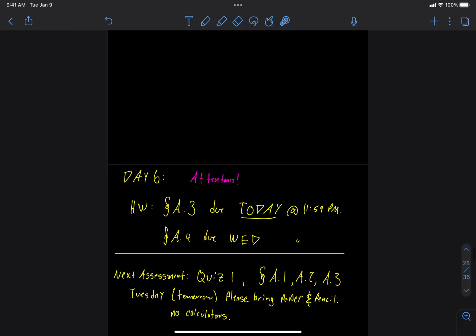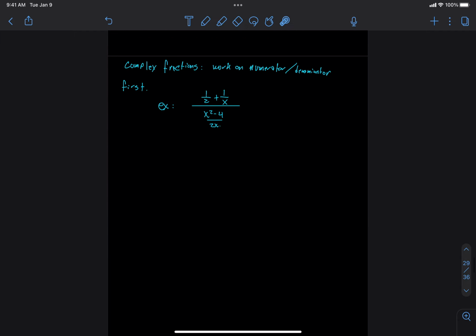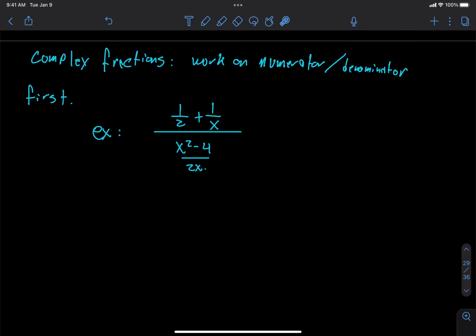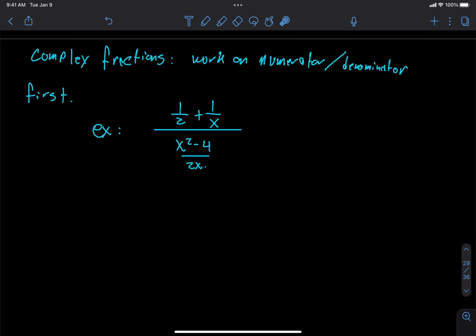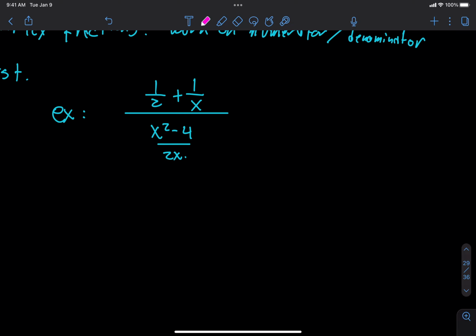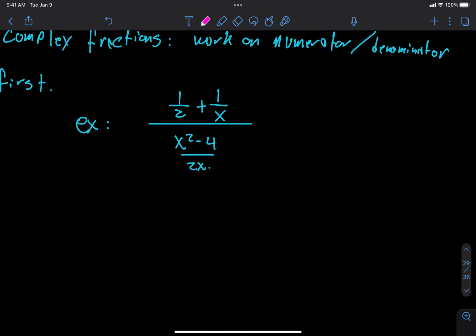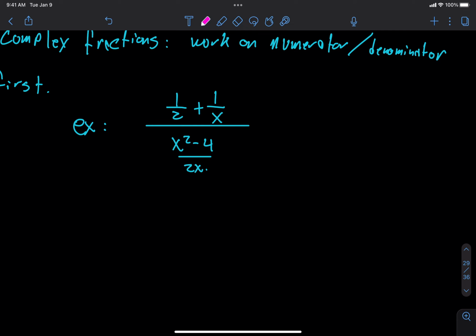The last loose end I have to tie up, which I didn't quite get to, is complex fractions. There's a couple like this on your homework. If you were confused by that, I apologize. I meant to get to this by the end of class last time. With something like this, if you count them all, we have 4 fractions here: 2 in the numerator, 1 in the denominator, and then the whole thing is also a fraction.